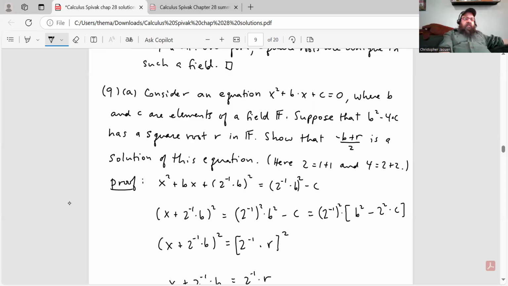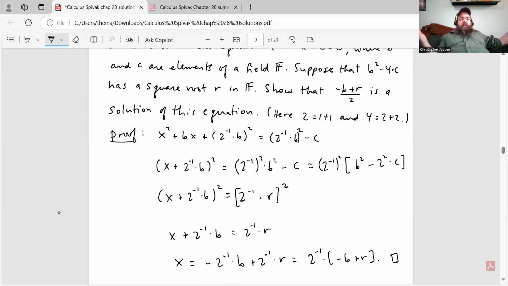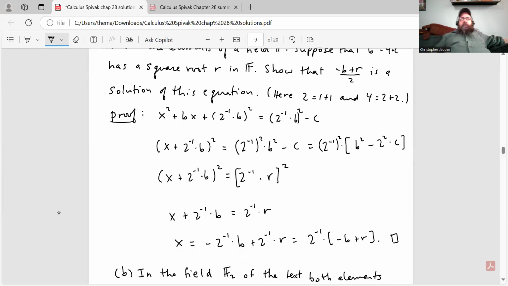So here's the proof. It's just the process of completing the square. That process works in a field not of characteristic 2, which we'll handle in a second. But x squared plus bx plus 2 inverse times b all squared equals 2 inverse times b squared minus c. And you just go through the process. Hopefully you guys remember completing the square from your algebra courses. It's the same thing here, except we're dealing with elements of some arbitrary field. These are not necessarily real numbers or complex numbers.